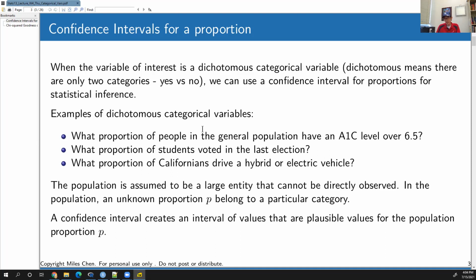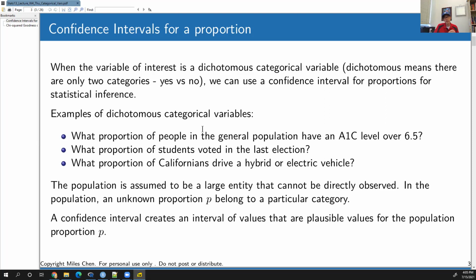Another question could be something like, what proportion of students voted in the last election? Okay, and so there you've defined your population. It's going to be the population of students, and then the category of interest will be people who voted in the last election. Or what proportion of Californians drive a hybrid or an electric vehicle? And that's going to be some proportion there, right?